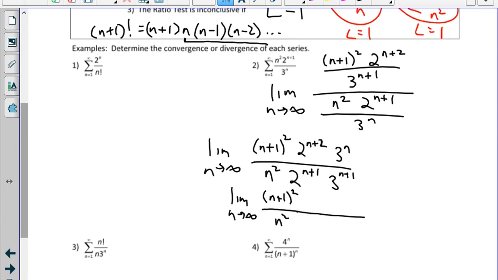The 2 to the n plus 2 over 2 to the n plus 1 becomes 2 in the numerator, and this becomes 3 in the denominator. So if I look at this, I basically have n squared plus 2n plus 1 over n squared and then times 2/3. So if I use pre-calculus methods, I can figure out that the numerator and denominator are basically going to go to the leading coefficients. So this equals 2/3, which is less than 1. So this is absolutely convergent.